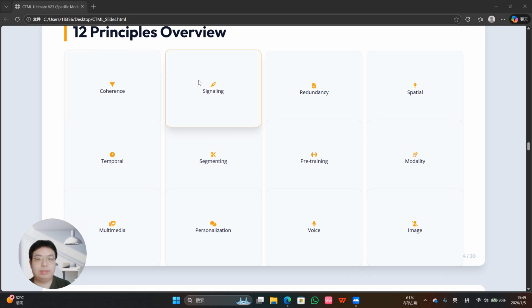The coherence, signal, redundancy, spatial, temporal, segmenting, pre-training, modality, multimedia, personalization, voice, image. So, to achieve these goals, Mayer proposed 12 golden principles. We categorize them into three groups: reducing extraneous processing, manage essential processing, and fostering generative processing.